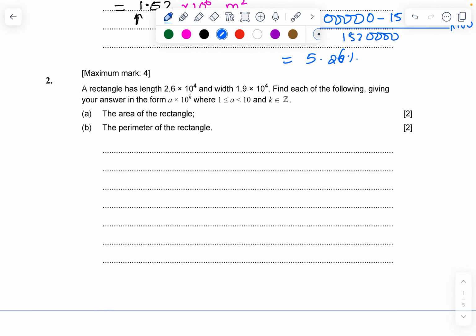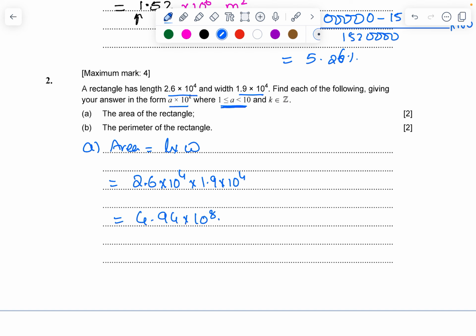Coming to the second question. A rectangle has a length of 2.6 times 10 to the power of 4 and a width. Find each of the following, giving your answer in the form A times 10 to the power of k, where A lies between 1 and 10, which is standard form. Area of a rectangle. So again, area is going to be nothing but length times width. So 2.6 times 10 to the power of 4 times 1.9 times 10 to the power of 4, which is going to be 4.94 times 10 to the power of 8 meters squared.